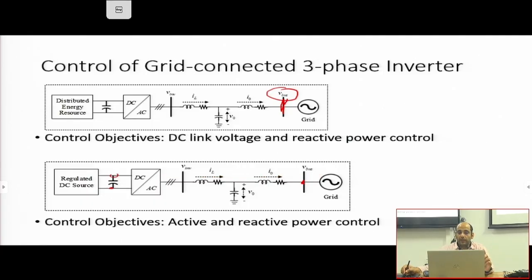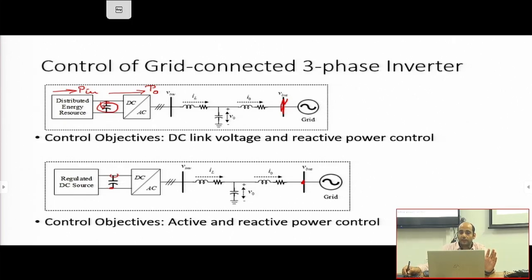Another objective could be, in the case where you don't have a regulated DC source, what will happen? The power flow change will affect this voltage. Why? For example, from the renewable source, let's say you are getting P input, and the output of the inverter is P output. What will happen to the difference of this power? The difference of the power, or I can say the difference of the current, will charge or discharge the capacitor. So power indirectly would affect the voltage.